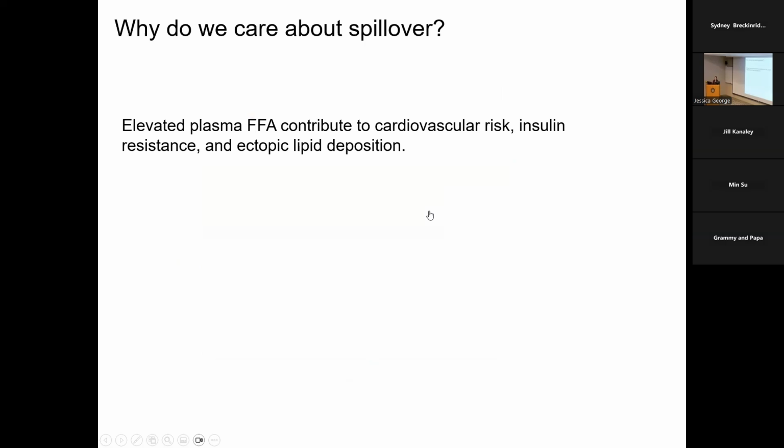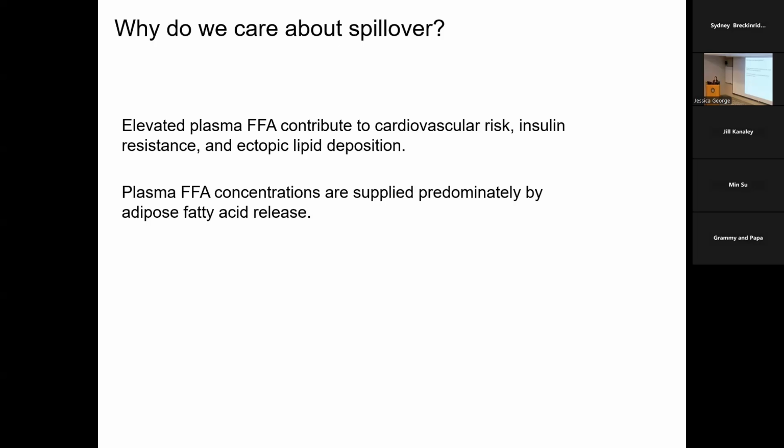So why do we care about spillover? Elevated concentrations of plasma-free fatty acids are among the hallmarks of metabolic disease that contribute to cardiovascular risk, insulin resistance, and ectopic lipid deposition. We are all familiar with ectopic lipid, when fat is stored in organs that are not supposed to be storing fat, like liver and heart.